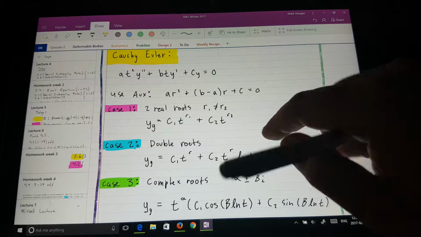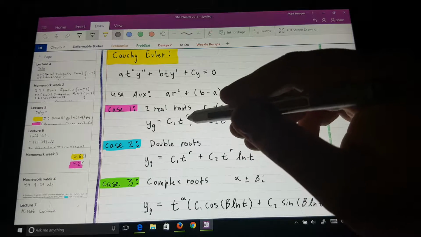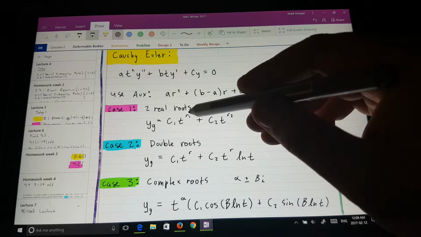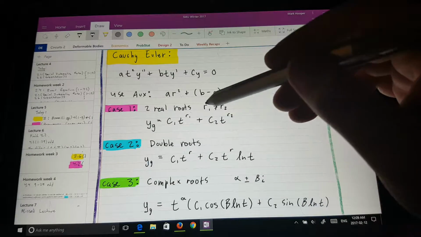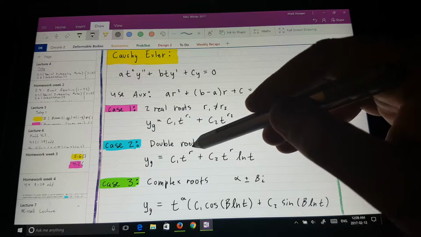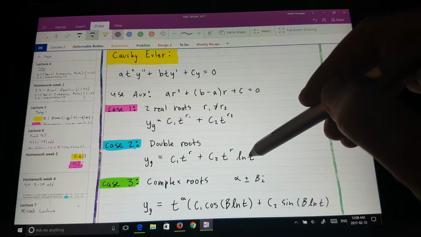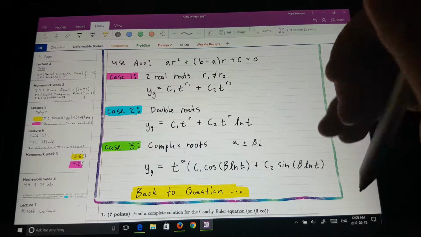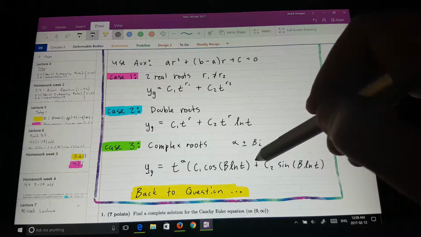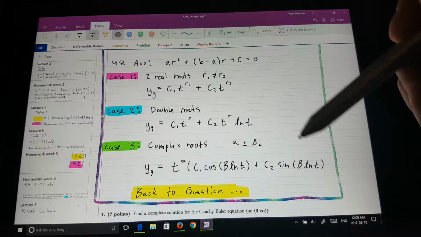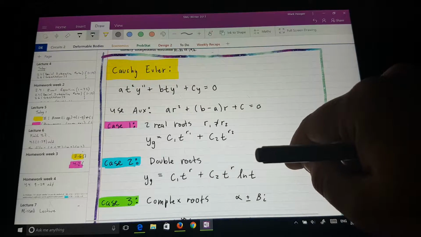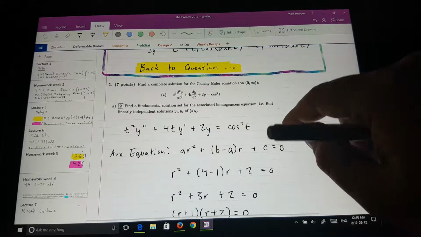We're gonna have 2 real roots. This is what our solution is gonna look like. Now it's not e to the r t, right? It's c1 t to the r1 plus c2 t to the r2. We get a double root, c1 t to the r plus c2 t to the r times the natural log of t. And for a complex root, it's t to the alpha, c1 cosine beta ln t plus c2 sine beta ln t. So that's the thing you got to remember. Okay, so let's keep going.